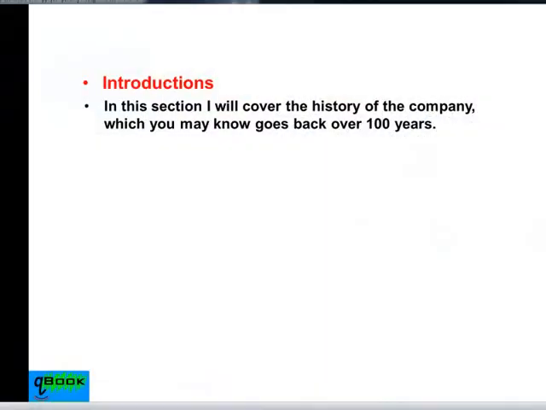Let's look at this idea of introductions. Here are some introduction examples. Let me show you what we're talking about here. In this section, I will cover the history of the company, which you may know goes back over 100 years. That's a nice little section. This is not the whole topic. This is one section, one part of my presentation, introduction topic sentence.